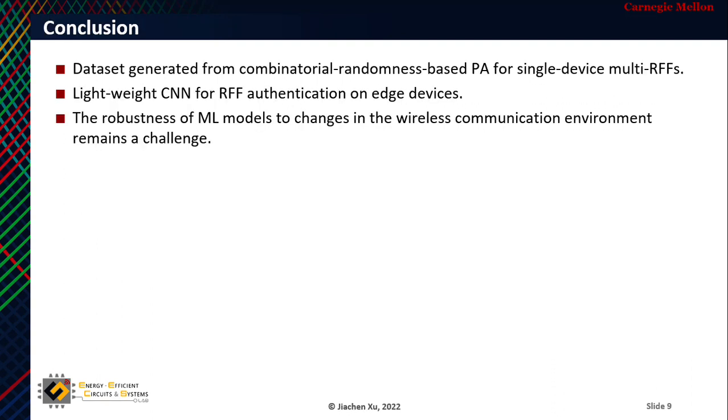So the conclusion here is that we have the Combinatorial-Randomness-Based power amplifier, we collected and released the dataset, and we use a lightweight CNN for the RFF authentication on the edge devices. Also, what remains a challenge is that the machine learning model needs to be robust to the change of the wireless communication environment. So probably we need some data augmentation methods to address that.